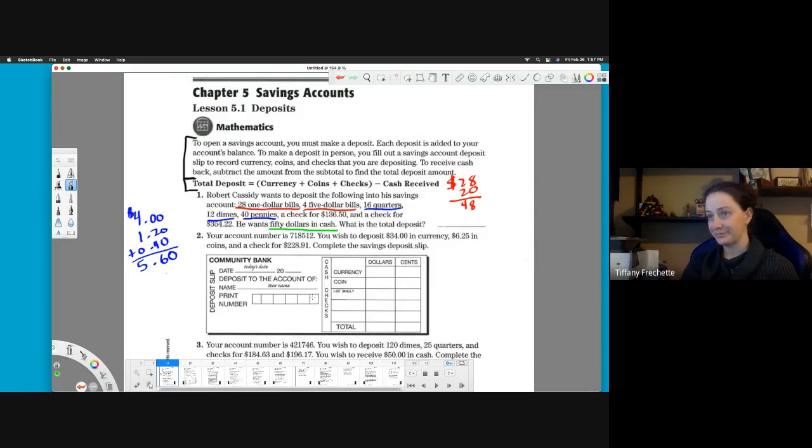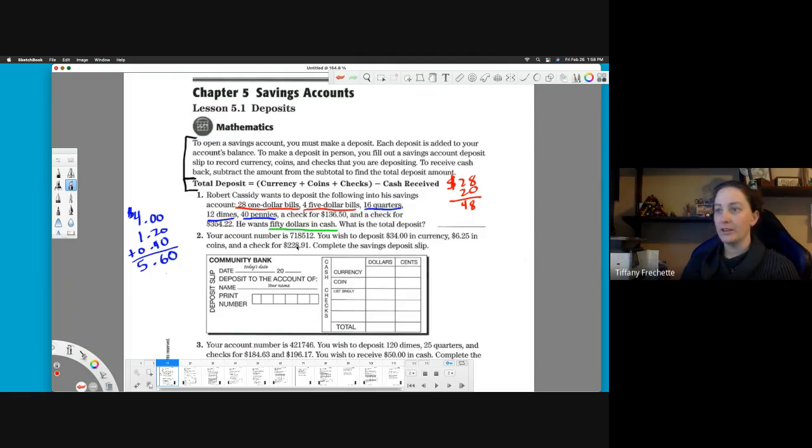Okay. All right. So this next one, number 2, obviously the big difference here is we have a deposit slip. So they say your account number is, I'm going to change my color here, I think the green actually looks better through the recording. On my side, it's a very bright green.